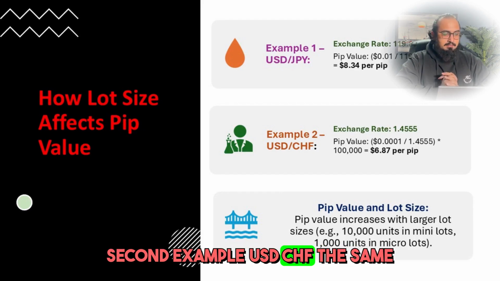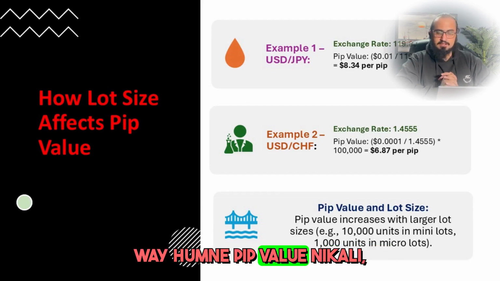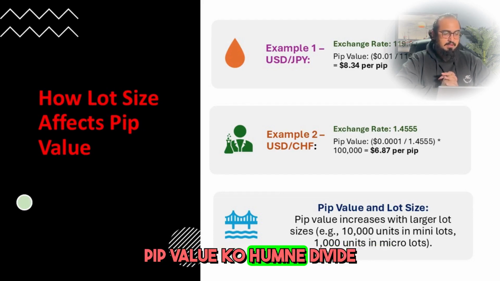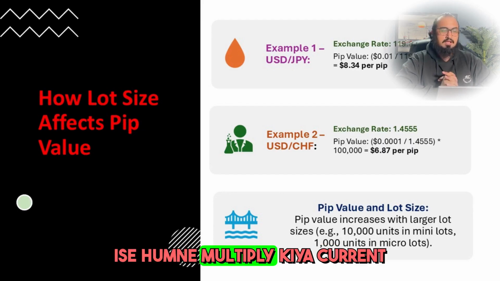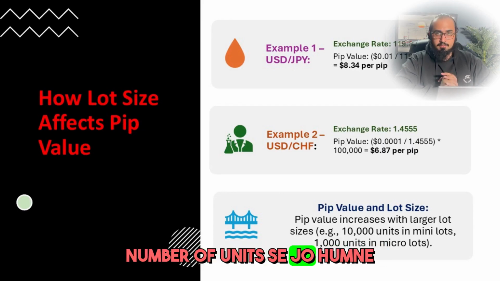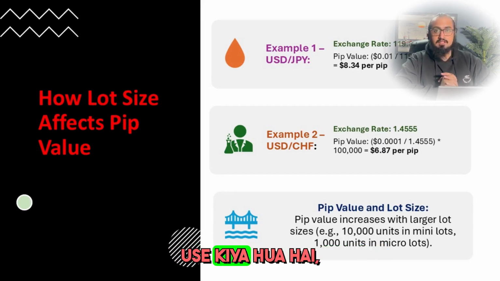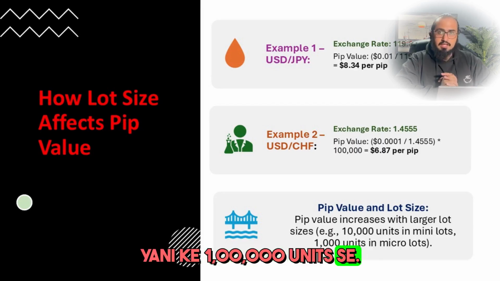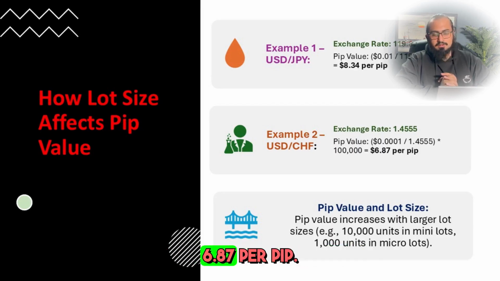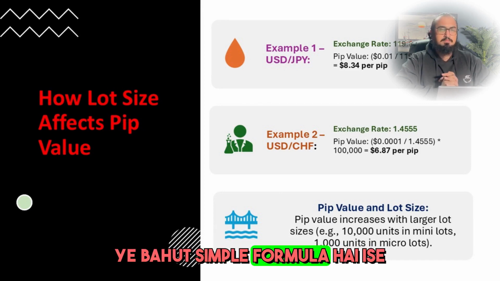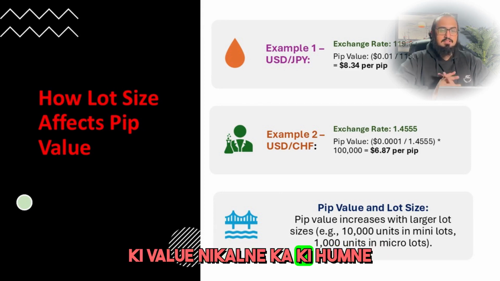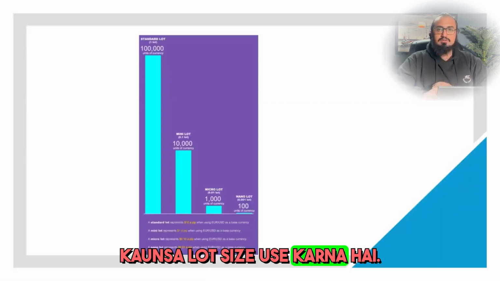We took the pip value in the second example, USD CHF, the same way. We divided the pip value by the current price. We multiplied it by the current number of units, where we have used one standard lot here, meaning 100,000 units, so its value is coming out to 6.87 per pip. This is a very simple formula to determine which lot size to use.